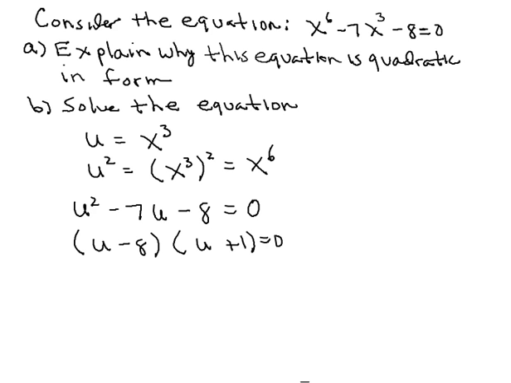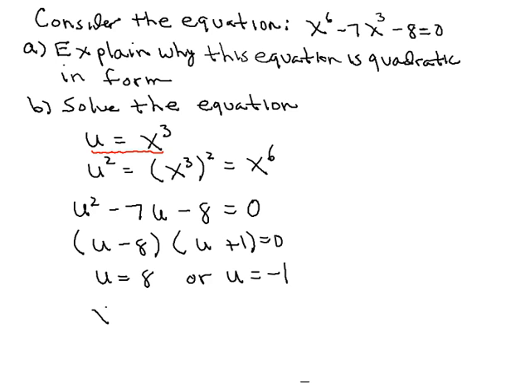So if we set each factor to 0, we can see that u will either be equal to 8 or u will be equal to negative 1. Now we want to be sure not to stop at that point because we want to solve for x, which is the variable that was contained in the original equation. So now we'll go back and replace the u with what it was equal to in the very beginning, which was x to the 3rd power.